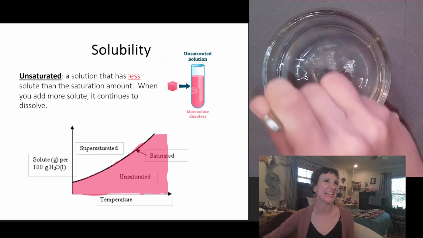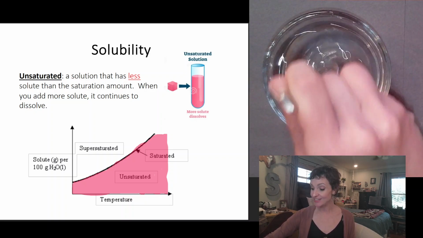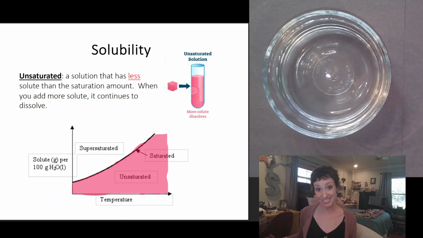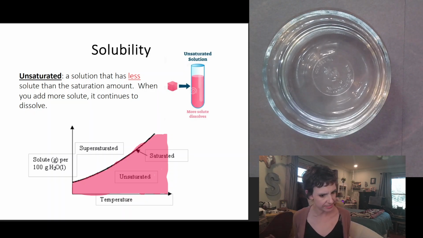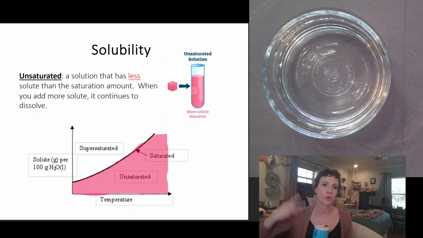And you're going to be like, great, it's at saturation. Probably not. Okay, so if I've dissolved all of the salt, that's still not saturated. Well, how do you know when it's saturated? I've got to keep adding more salt until no longer, no matter how much I stir it, no more solute dissolves.